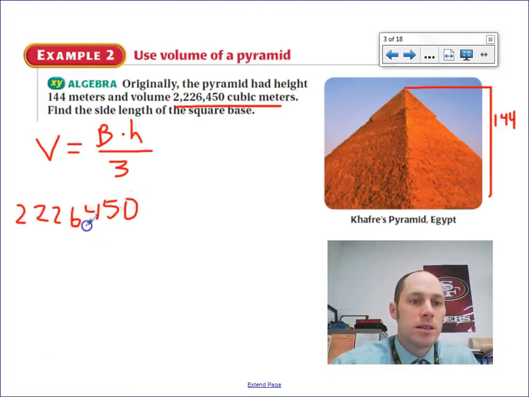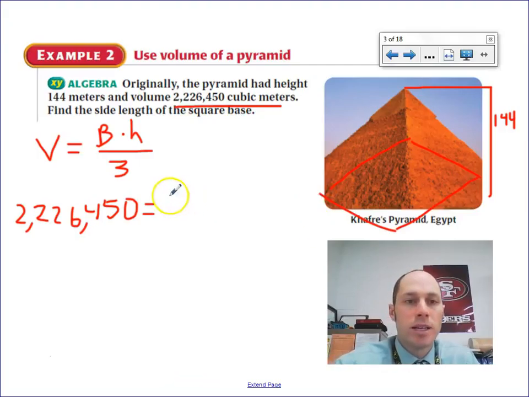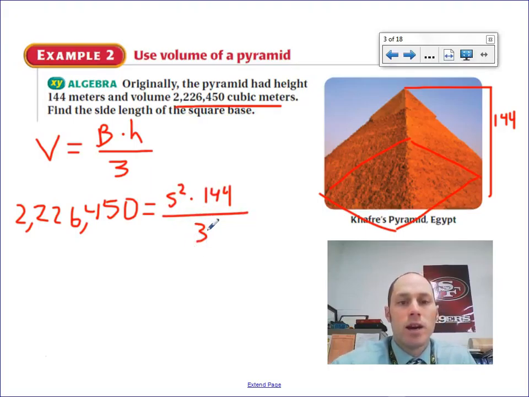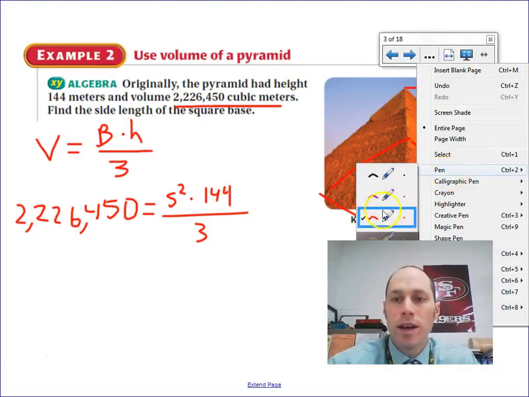Area of the base. Well, what is the base shape? The base is, well, we're going to assume that it's a square. The Egyptian pyramids had square bases, so the area of the base is side times side, side squared, times the height, which is 144, divided by 3. Then it's just a matter of solving the equation. And you know how to do that, I hope, I'm assuming. So let's just go through how to solve that.